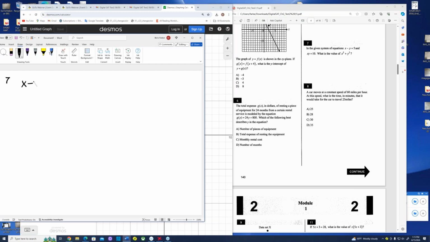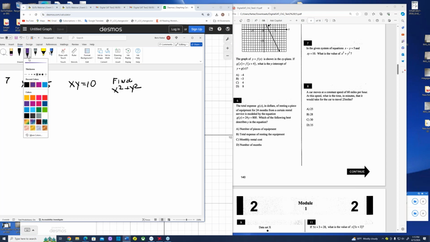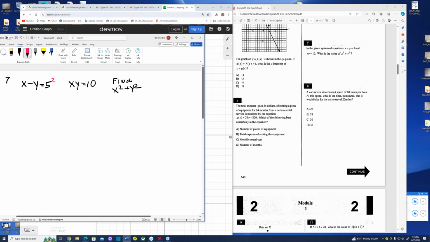x minus y equals 5, and xy equals 10. Find x squared plus y squared. So what are you supposed to do in this case? Take this value, I only put a different color, and square both parts.